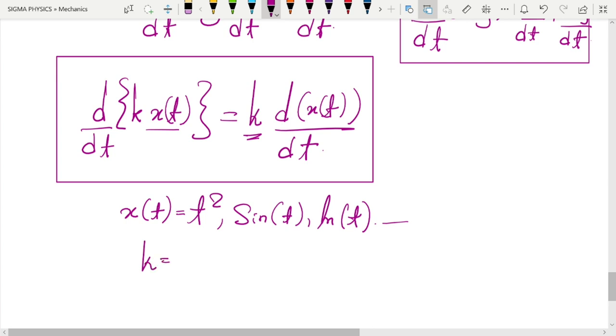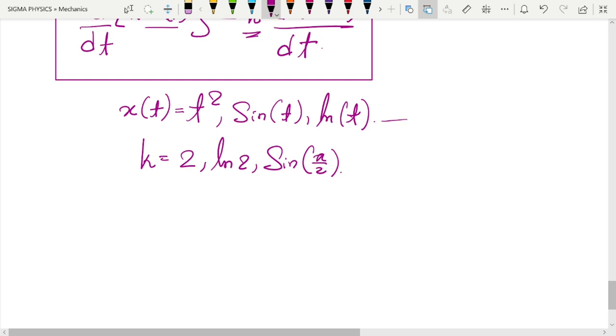So examples of that would be 2, ln of 2, sine of pi by 2, or anything like that, which is not depending upon time, right? So such quantities can be taken out of the derivative. Here you can take it out of the derivative and apply d by dt only on the quantity x, which is changing with respect to time, right?